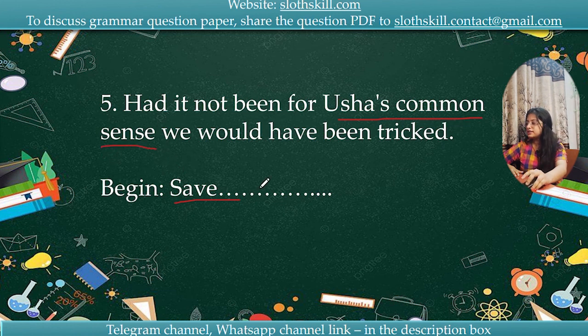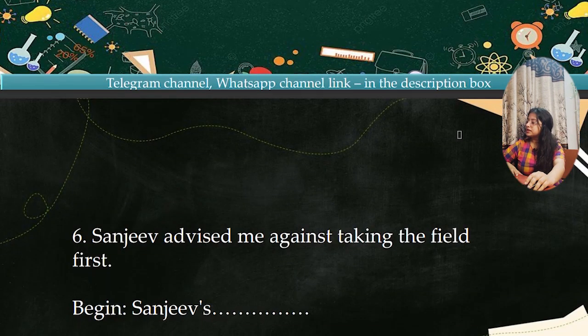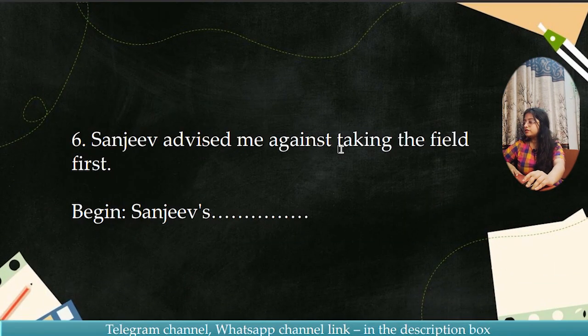So we will write it in this part of the sentence. First part: save for Usha's common sense, then what remains? We would have been tricked. Save for means if Usha's common sense had not helped us, what would have happened? We would have been tricked. So, save for Usha's common sense, comma, we would have been tricked. That's it.